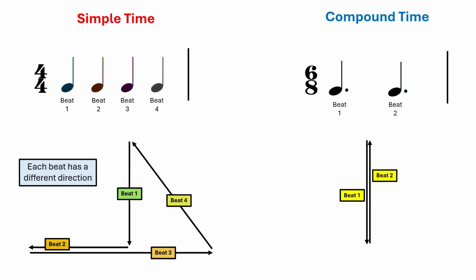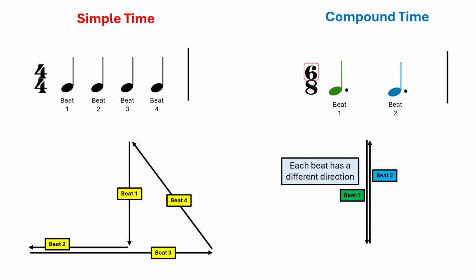Now we come to 6/8, which is conducted with 2 beats per bar, down for beat 1 and up for beat 2. This is working perfectly so far, as we have different directions for different beats, just like we saw in 4/4. If the top number actually represents the number of beats and the bottom number represents the type of note which forms the beat, then in 6/8 we have 6 quaver beats. But we are also told that we have 2 dotted crotchet beats.